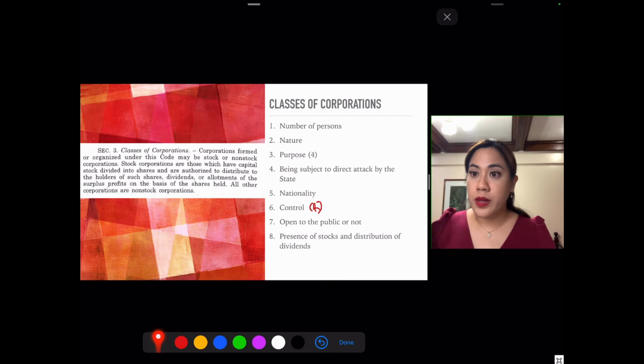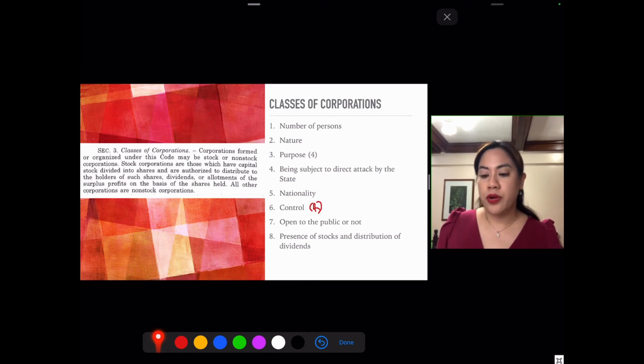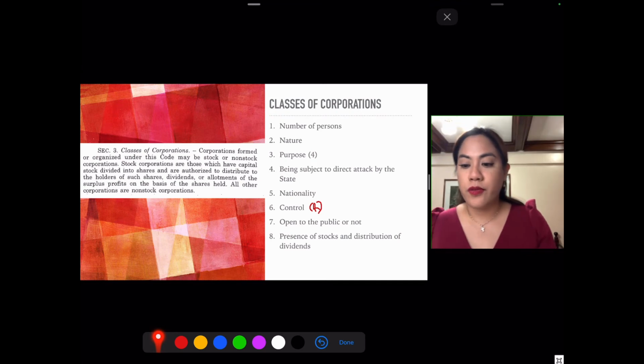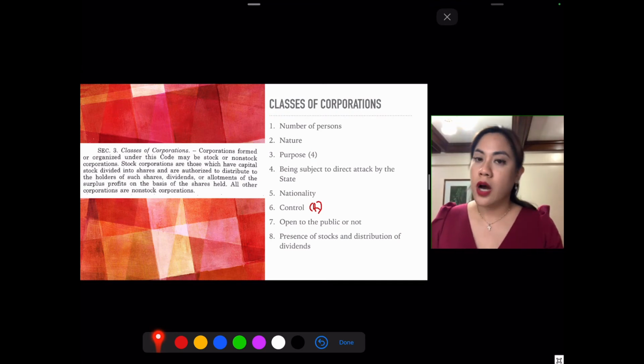Alright, now number 8, as to the presence of stocks and distribution of dividends, there's a stock corporation, as mentioned under Section 3, and a non-stock corporation. So just read the notes of Attorney Laco when it comes to converting a non-stock to stock or a stock to a non-stock. I'm sure we will discuss this later on when we go to that exact provision.